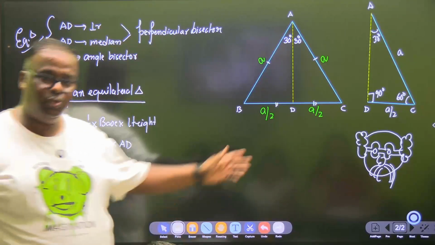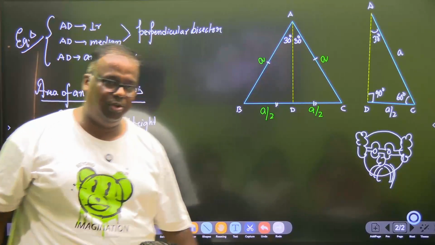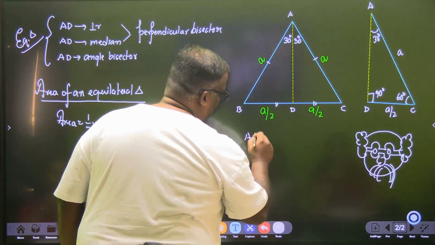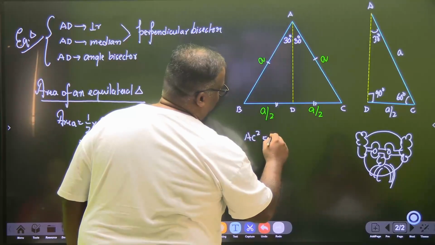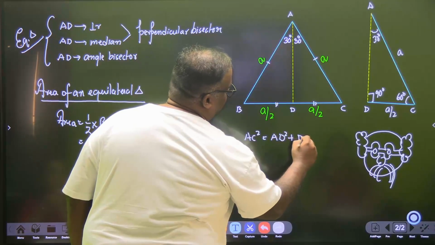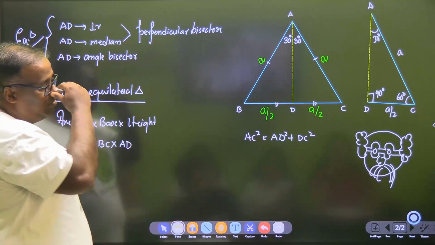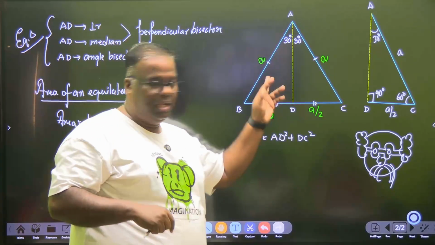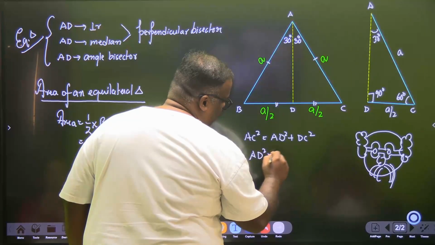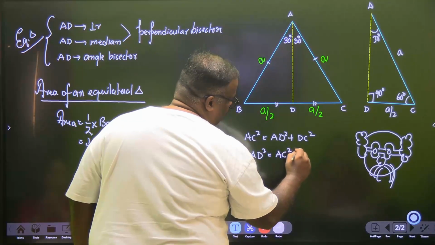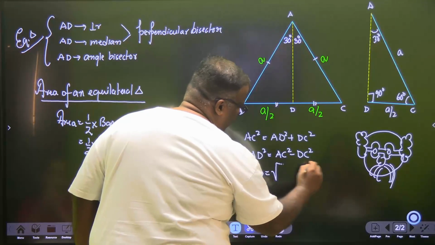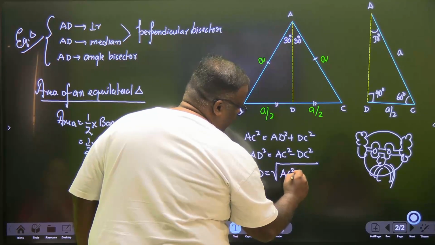So दादाजी को याद कर सकते हैं. We can remember Pythagoras, and Pythagoras says that the square of the hypotenuse should be equal to the square of the altitude plus the square of the base. I don't know the value of AD, and I need the value of AD. So AD square will be equal to AC square minus DC square, or AD will be equal to the square root of AC square minus DC square.